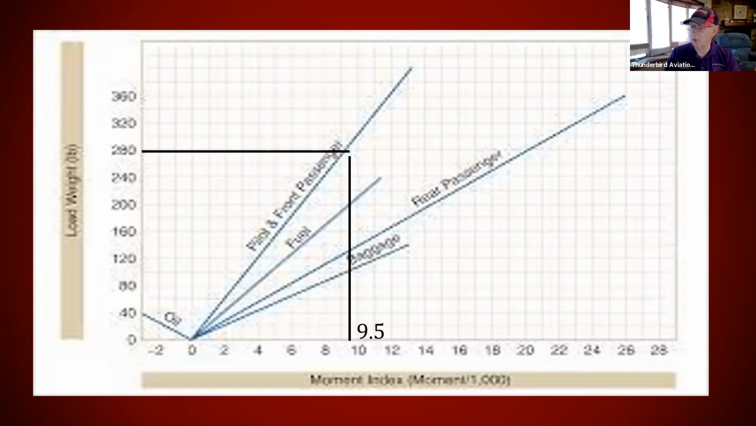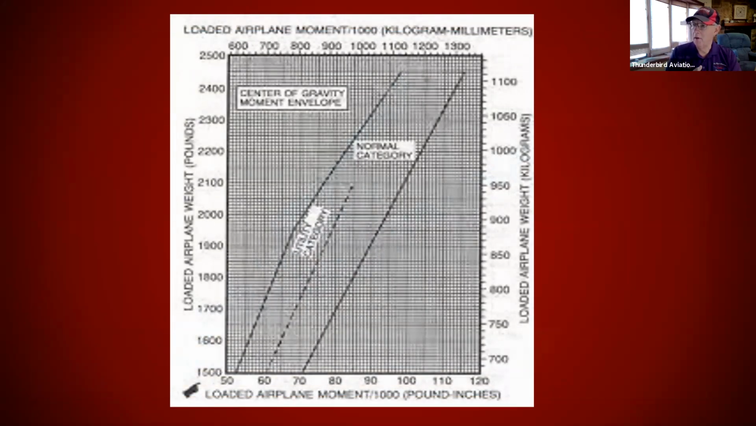And then you do the same thing for the rear passenger and the baggage, and you just set up a little grid for yourself, one column for weights and one column for the moment divided by 1,000. Then you add up all the weights and add up all the moments, and then check the weight and balance envelope for calculations using moment divided by 1,000. So the maximum weight of this airplane is about 2450, it looks like, if you want to fly in the normal category.